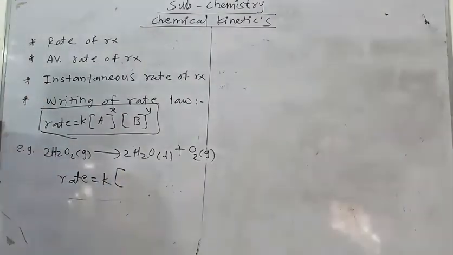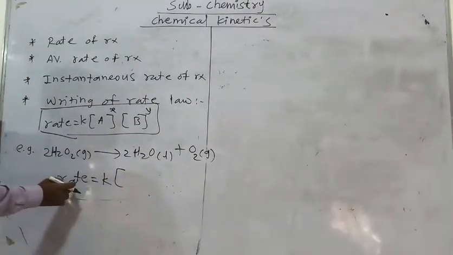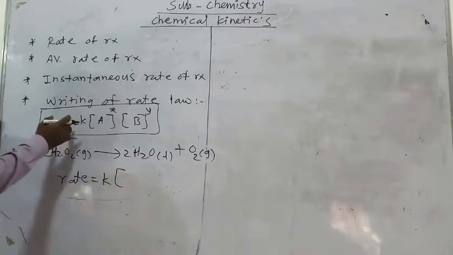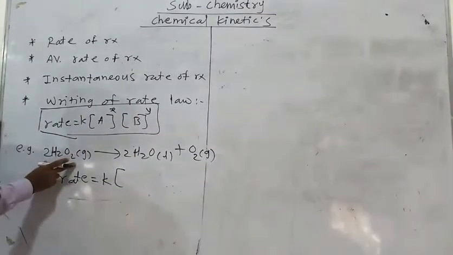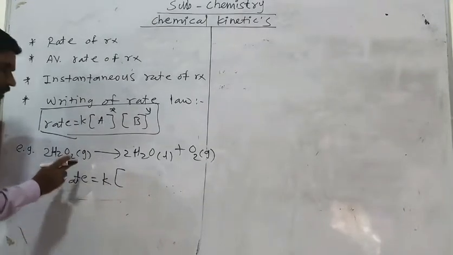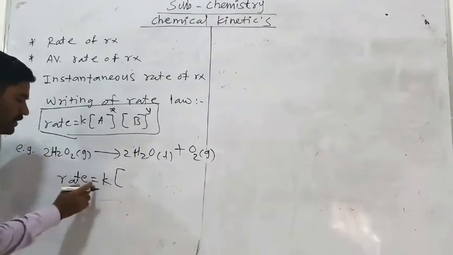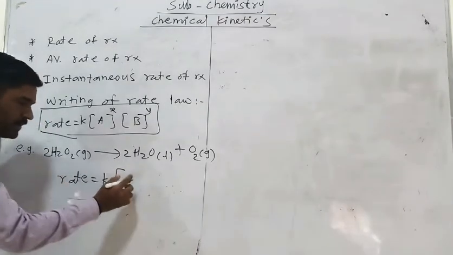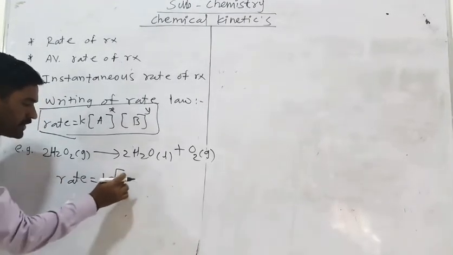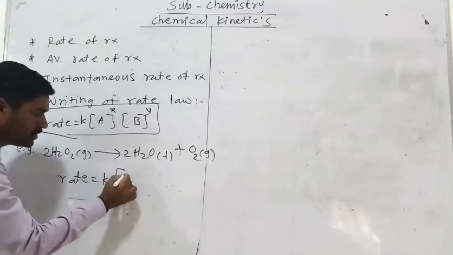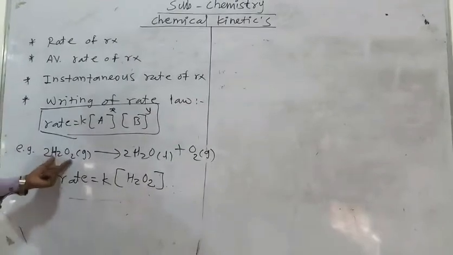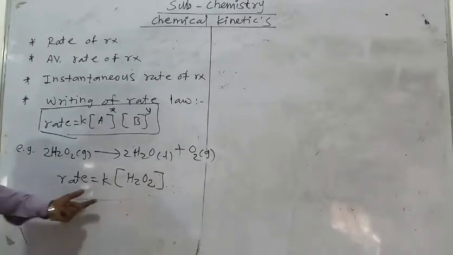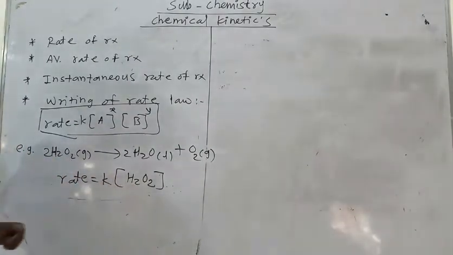We know that the rate depends on the concentration of the reagents or the reactant molecules. In that given reaction, hydrogen peroxide is the reactant molecule. Then the rate law becomes: rate is equal to K, the proportionality constant or rate constant, into the concentration of H2O2. Here H2O2, the hydrogen peroxide molecule, is the reagent.